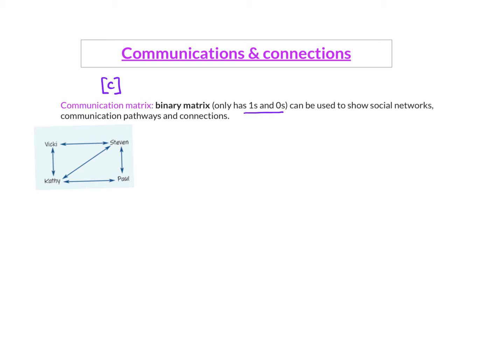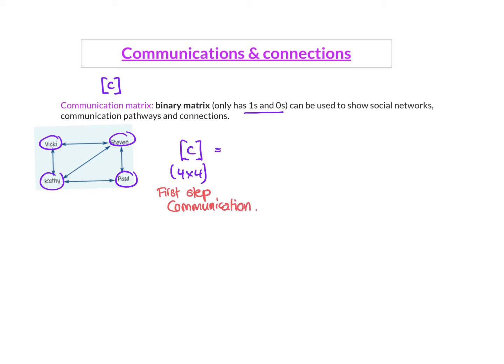All right, so when we're setting up a communication matrix, first we look at how many people or how many things we've got. So if you look here, we have 1, 2, 3, 4. So our communication matrix is going to be a 4x4 because we had 4 people. Okay, so this is going to be known as what we call our first step communication. So it's exactly what's happening and who communicates with who.